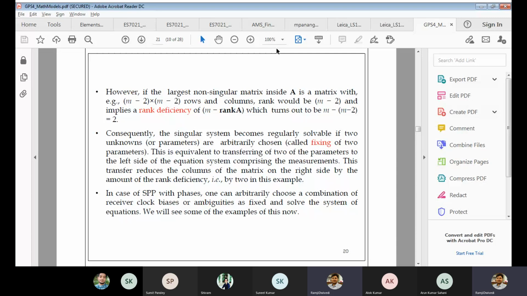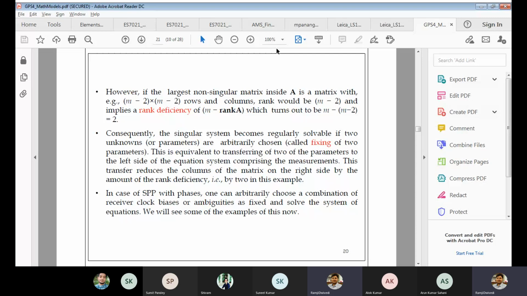this is equivalent to transferring two of the parameters of the left side of the equation system comprising the measurement. This transfer reduces the columns of the matrix on the right hand side by the amount of the rank deficiency. So in case of SPP with phases, one can arbitrarily choose a combination of the receiver clock biases or ambiguities as fixed and solve for the system.